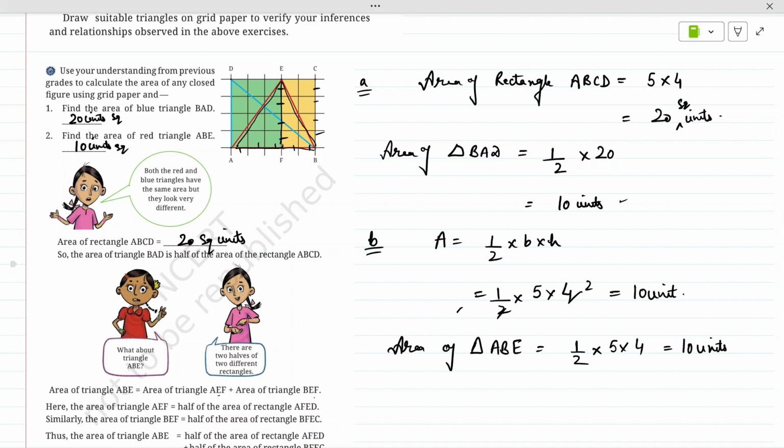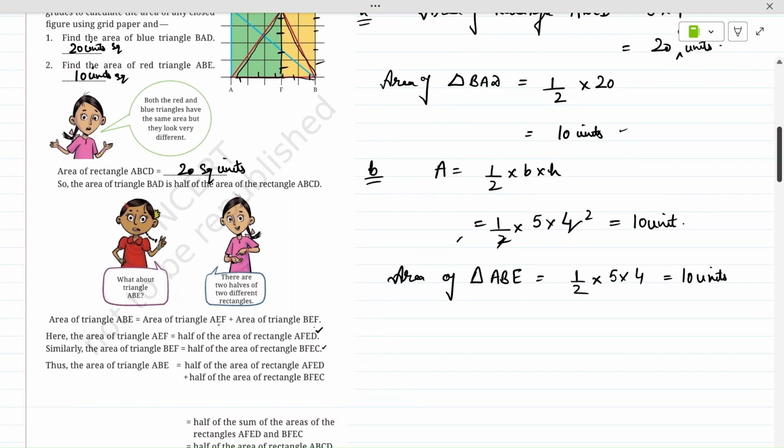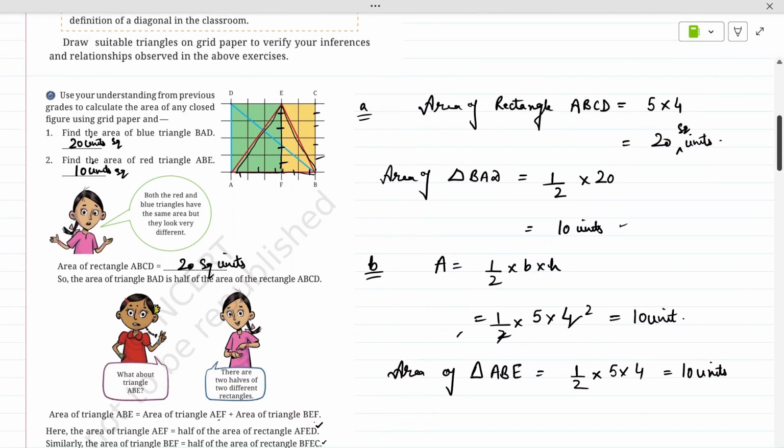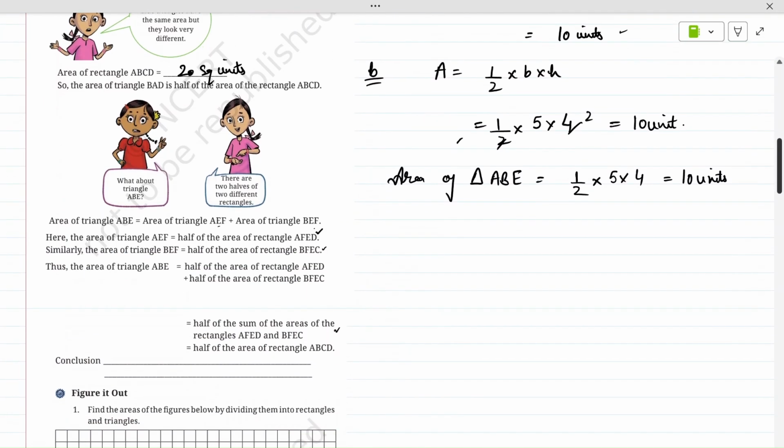And if you see triangle AEF, it is half of this rectangle AFDE. And this one, the smaller BEF, it is half of this rectangle BCEF. So these two triangles are themselves the half of these two rectangles. That means we can write that the area of ABE is the sum of half of these two rectangles, and this is equal to half of the total, which we have also derived out here.